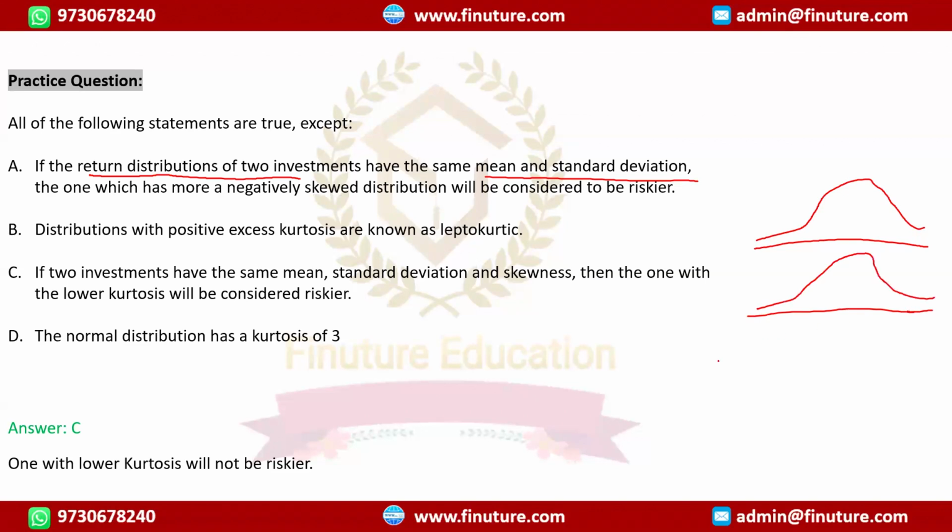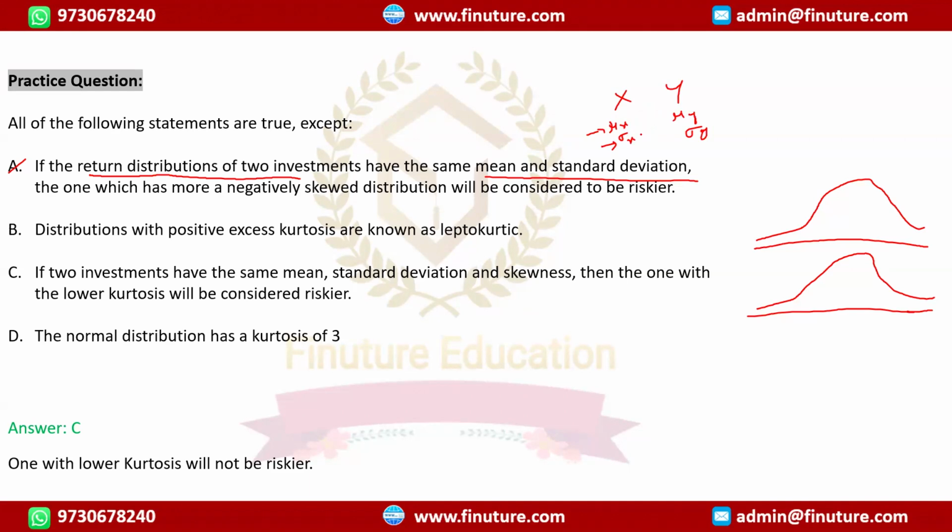Distributions with positive excess kurtosis are known as leptokurtic. Okay, you went to the second. Firstly, let's explore this one, option A. You are given two investment options. You're told that for one, say mu x and sigma x, which are mean and standard deviation, and for mu y and sigma y, these are the same.